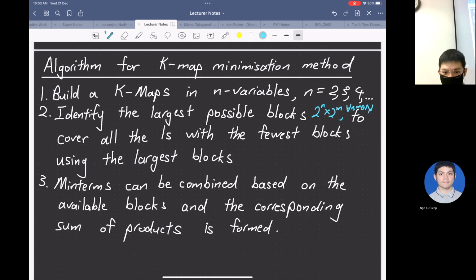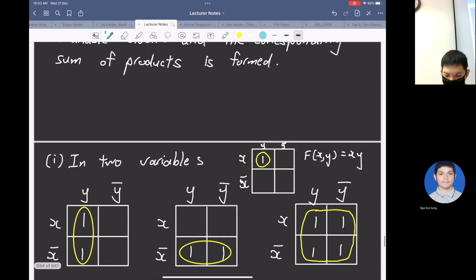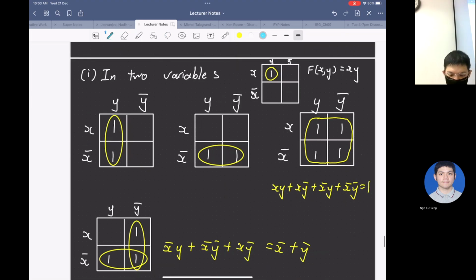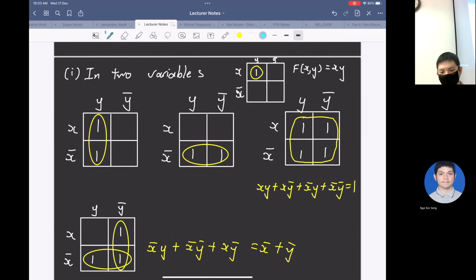Maybe that sounds a bit abstract, so let's just see it in 2 variables. For example, in 2 variables, let's say f(x,y) equals xy, so you only have a 1 in one position. You only have 1 block, 1 times 1, to cover this one. So xy is already minimized.